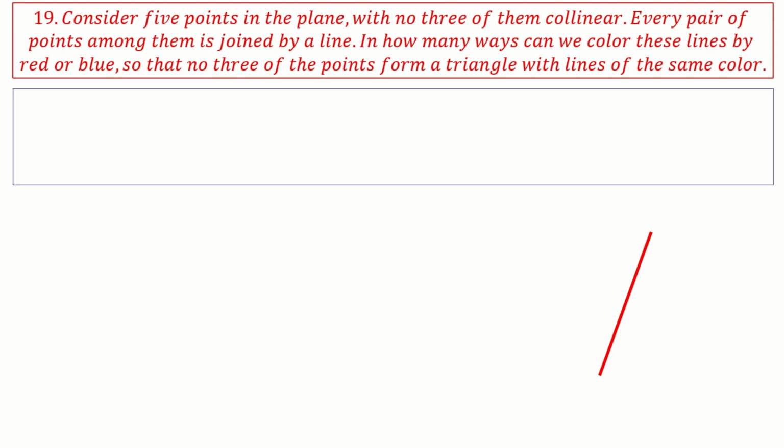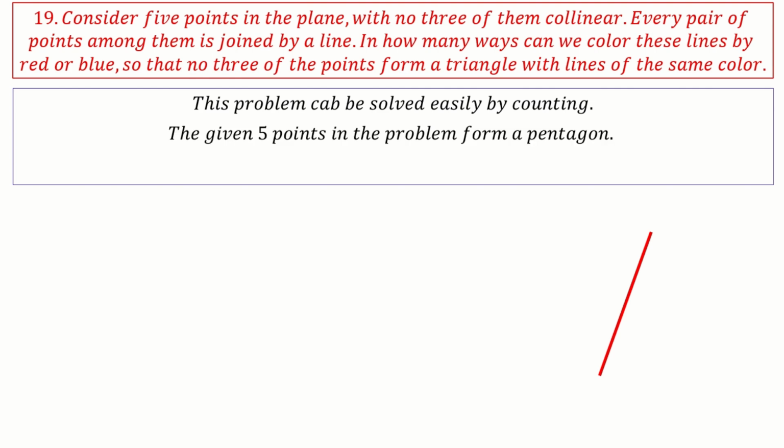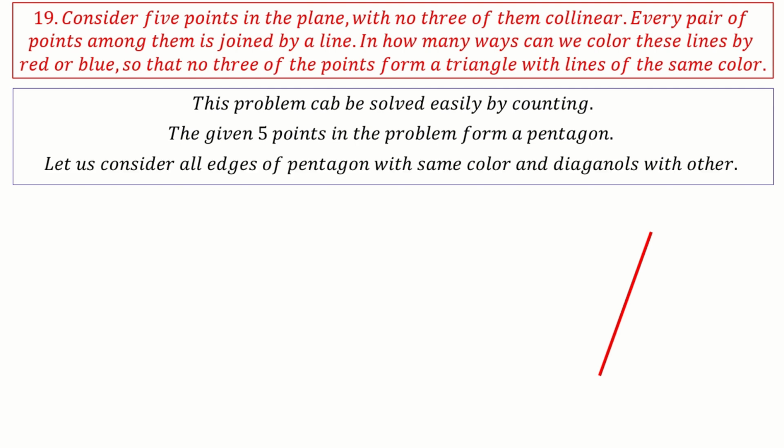If you look at the question, there are a few things given. There are 5 points, and no three are collinear, which means it forms a pentagon basically. Now the other one is that all the sides, edges as well as diagonals, are colored either red or blue, and three lines which form a triangle cannot have the same color. That's the rule.